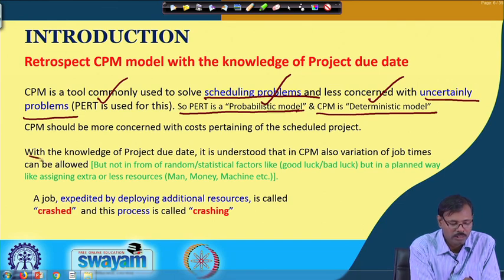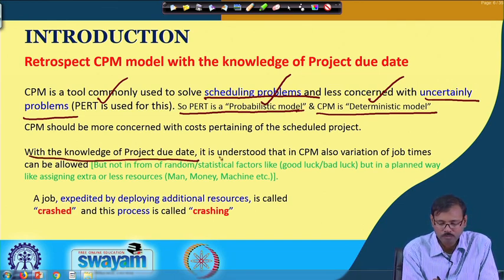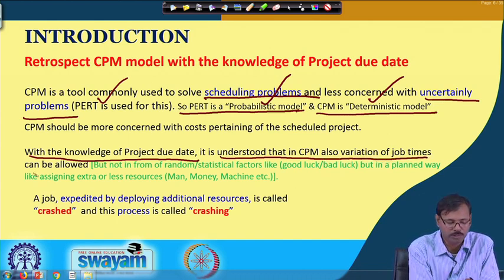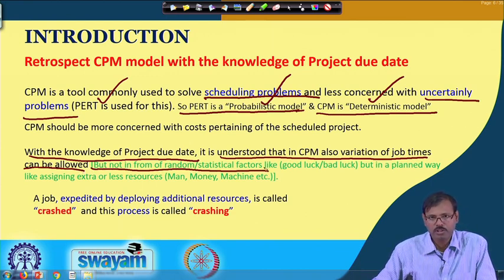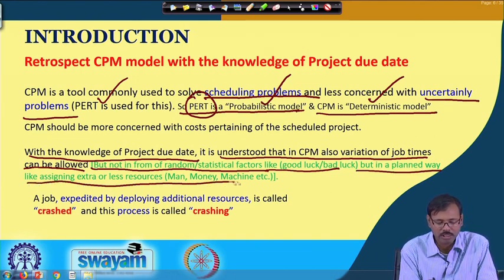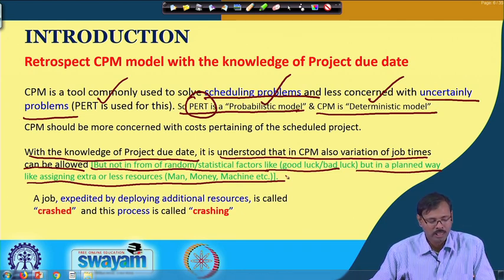That means, with the knowledge of the project due date, it is understood that in the critical path method also, variation of job times can be allowed. But it is not based on the statistical method considered in the PERT model; it is done in a planned way by assigning extra or fewer resources like man, machine and machinery. So, it is also a deterministic approach, where probability is not considered, but rescheduling or readjustment is possible.